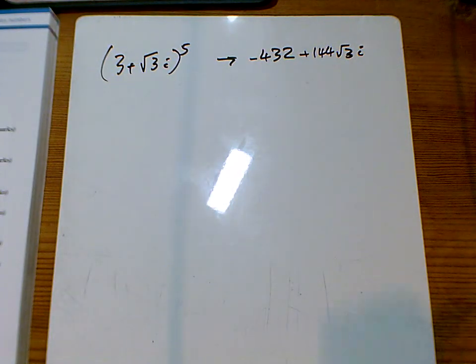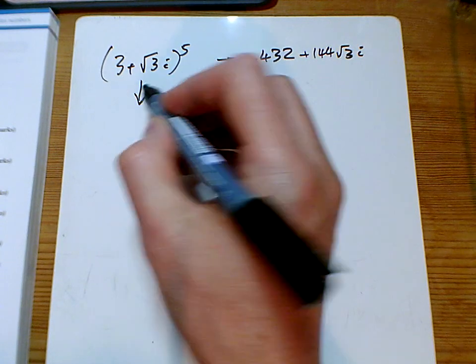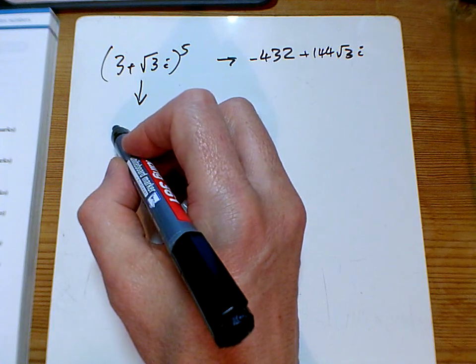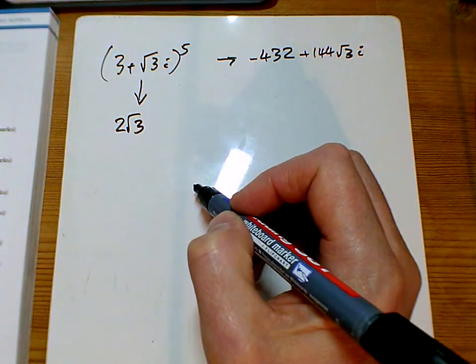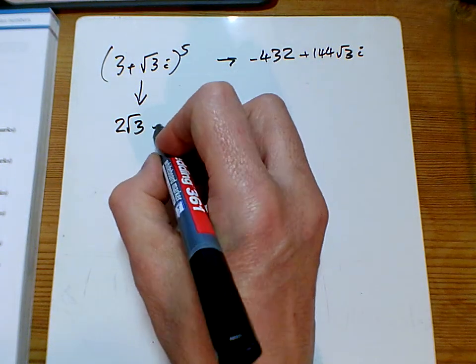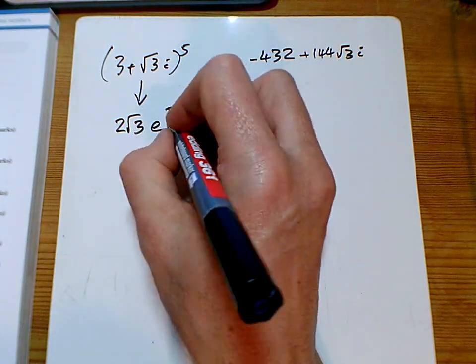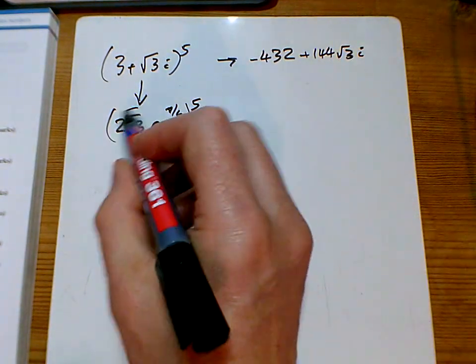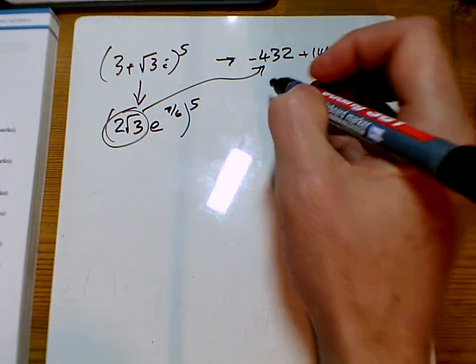Okay, so how do they really want us to do it? They really want us to do it again by switching this into its modulus argument form. So the modulus of that is going to be root 12, so that's 2 root 3. And the argument of that is going to be pi over 6. And we're doing all of that to the power of 5.